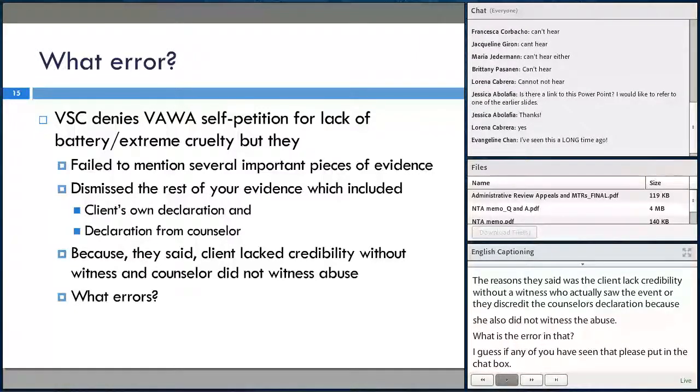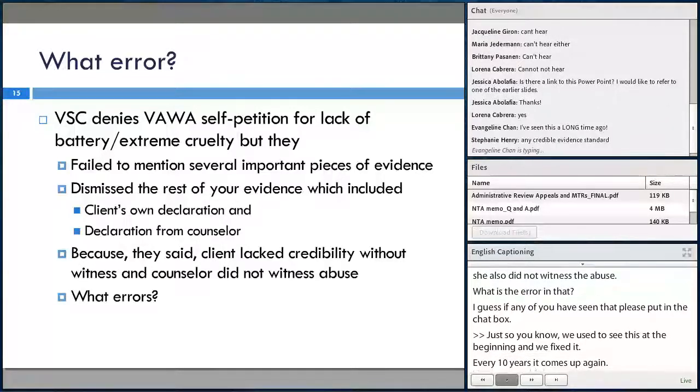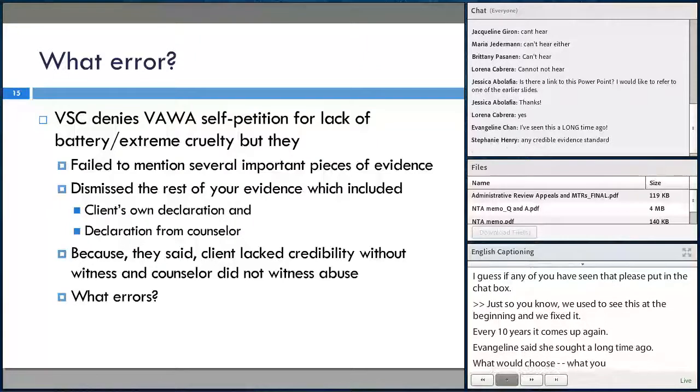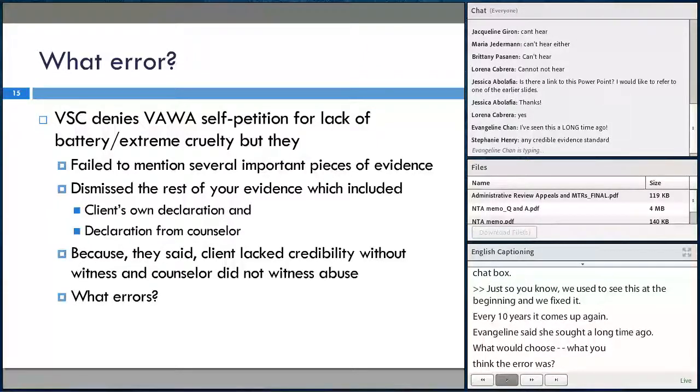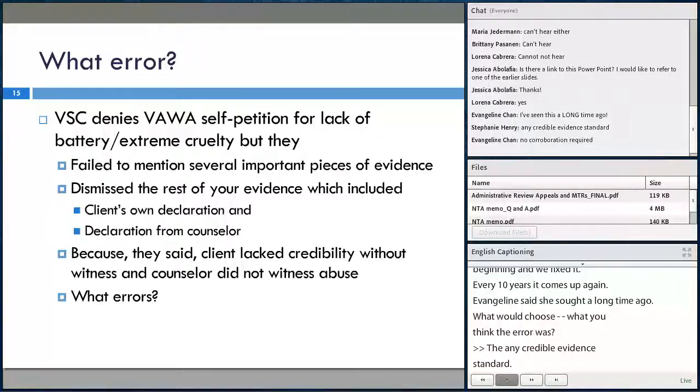Okay, we see some folks typing. Okay, yes, Evangeline says she's seen this a long time ago. Evangeline, what do you think the error in that was? And Stephanie's also typing. The any credible evidence standard, Stephanie? Good point. So, Amy, you want to talk about what that means in this context? I think you're muted. Okay, and Evangeline's also saying there's no corroboration requirement. That is true. But Amy, what do you think? What would we suggest would be the best practice here, and how is the any credible evidence standard relevant to this problem?